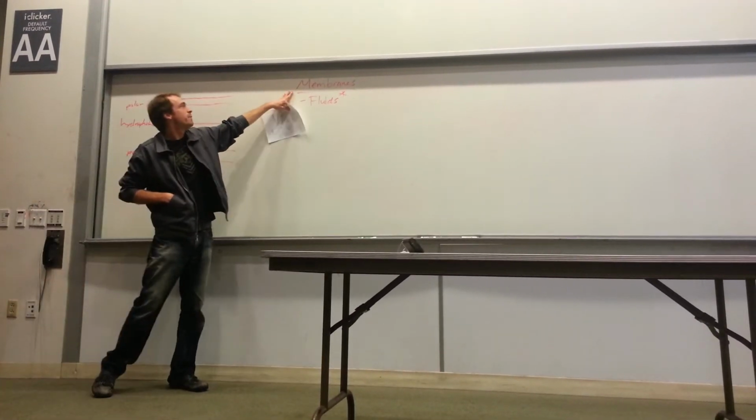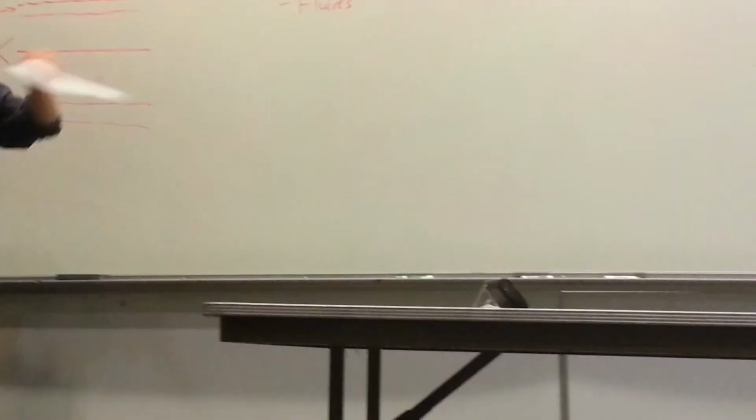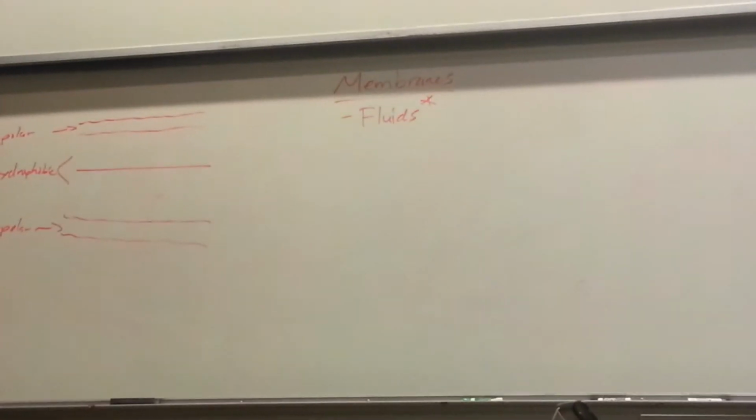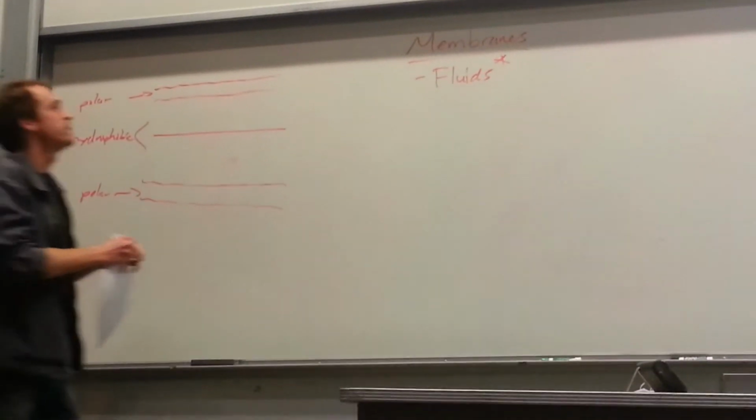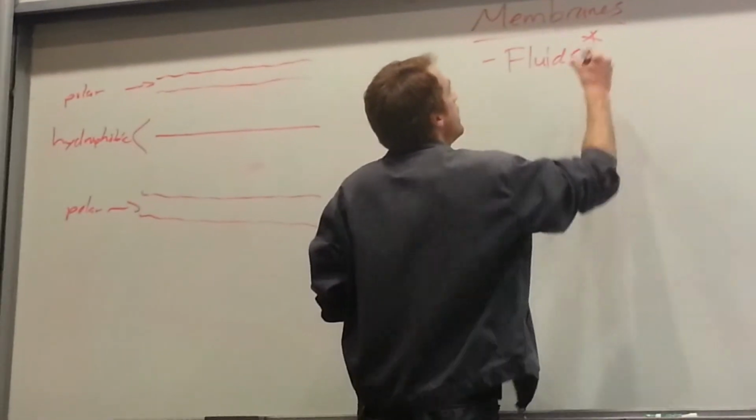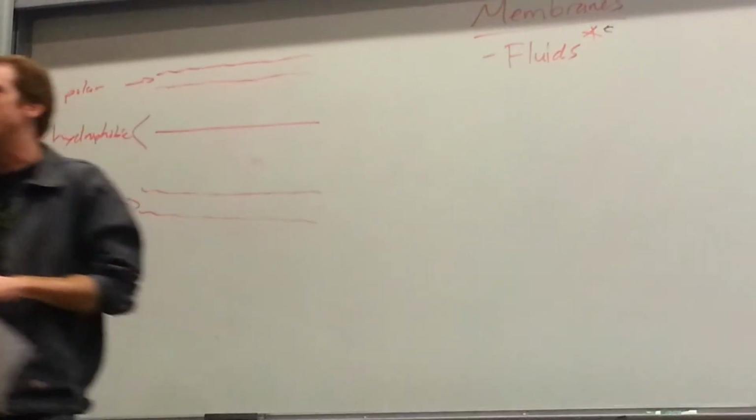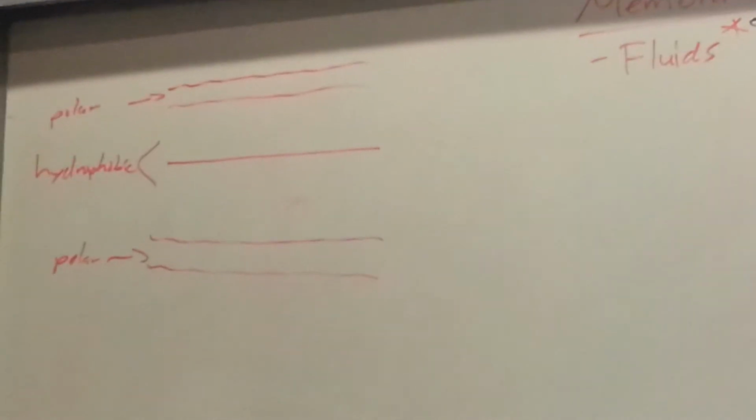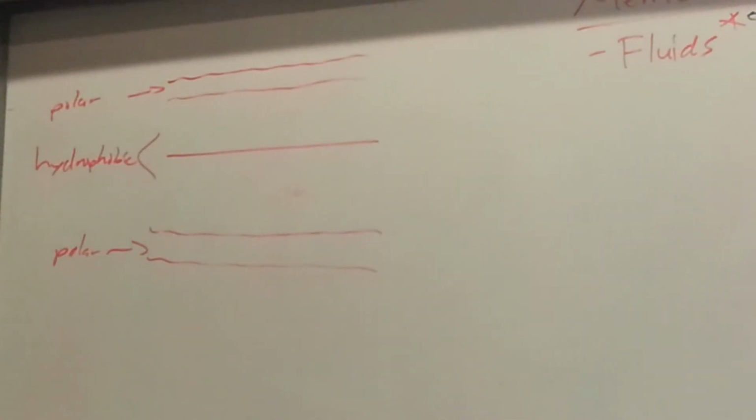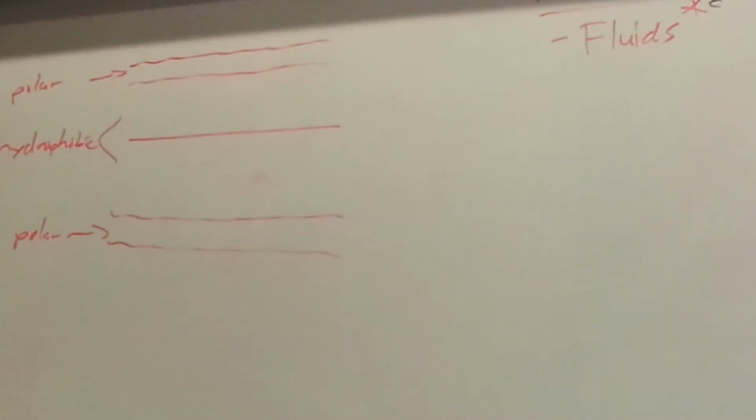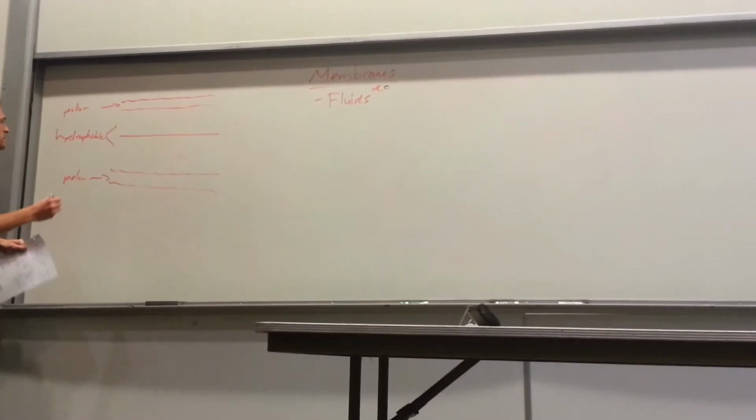So I just wrote membranes here, and that they're fluids underneath. All right, and then I put an asterisk next to the fluid, because when I think of fluid, I think of something like water, where in 3 dimensions, the molecules can move past each other. The fluidity of membranes is not 3-dimensional.